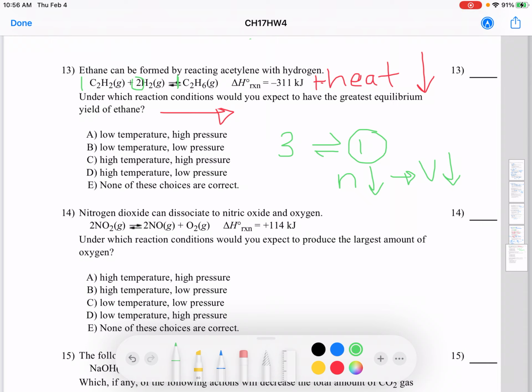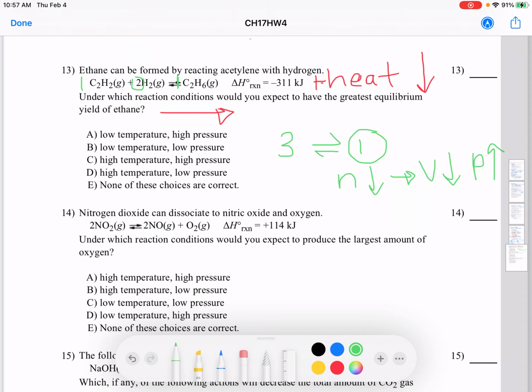Now, what is the relationship between volume and pressure? It's Boyle's law. Lower volume means higher pressure, right? So it's a reciprocal relationship. Lower volume means it has to have a high pressure. So that means if you want to make the reaction move in the forward direction, making less number of moles, you have to have a high pressure. So the correct answer would be low temperature and high pressure.